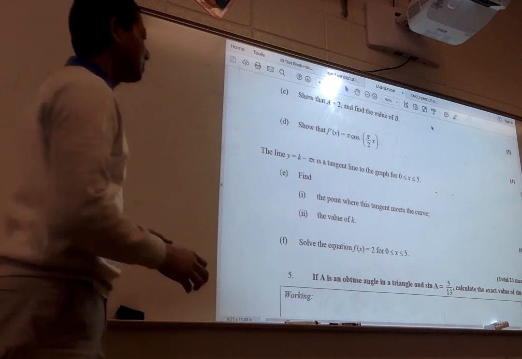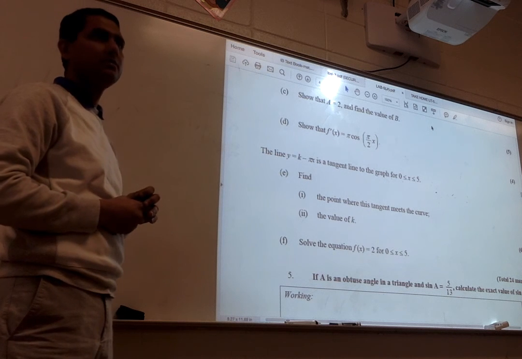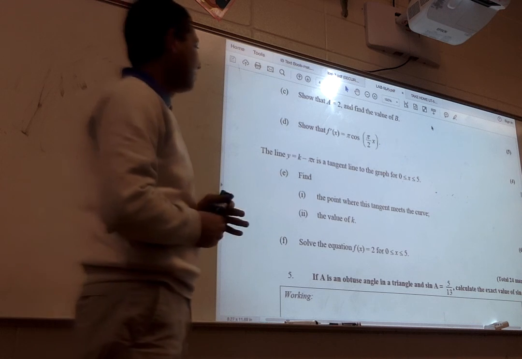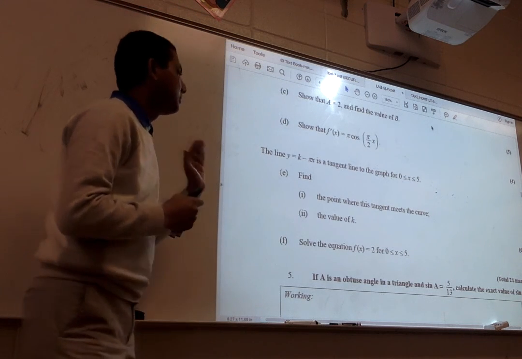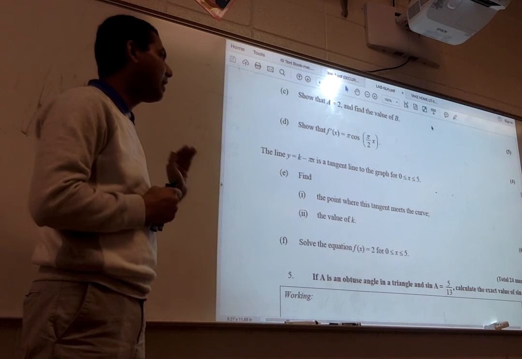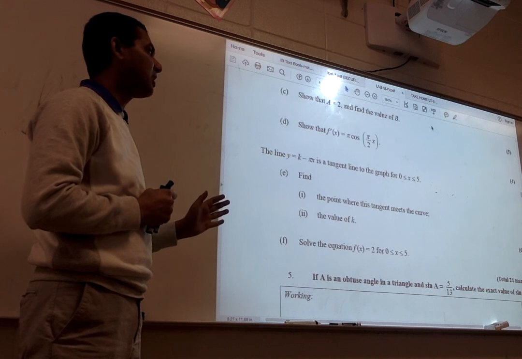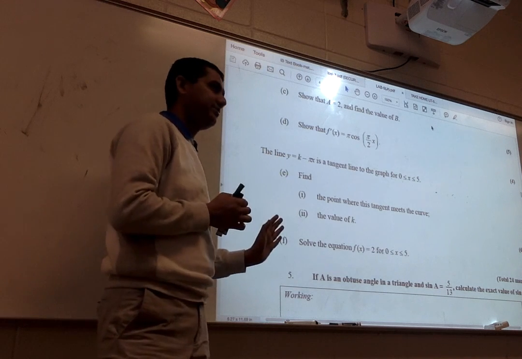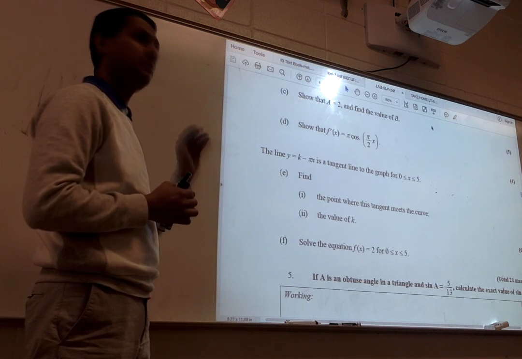Now, pay attention. How many of you got this E part? Now everybody has to pay attention then. The line y is equal to k minus pi x is a tangent line to the graph for the limit 0 to 5. Find the point where this tangent meets the curve.